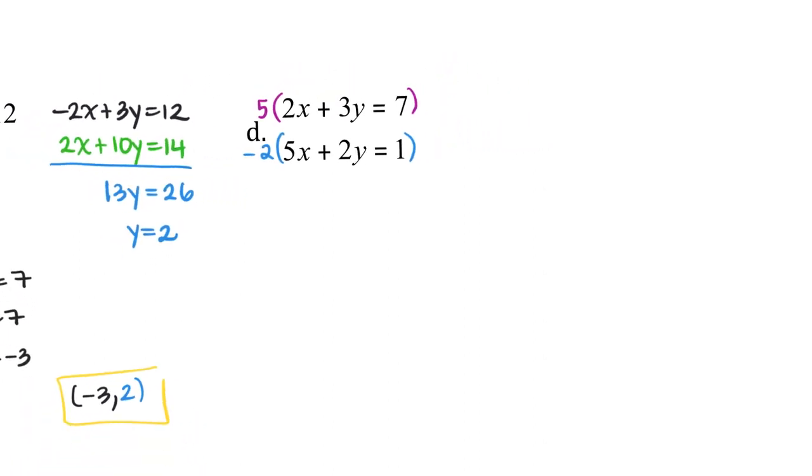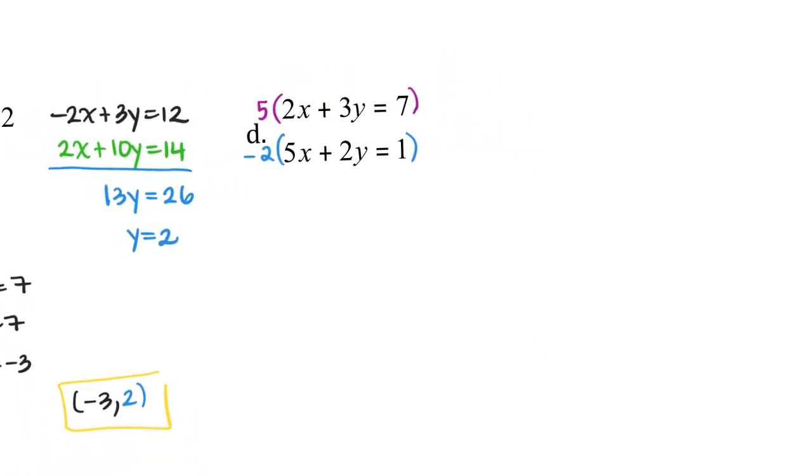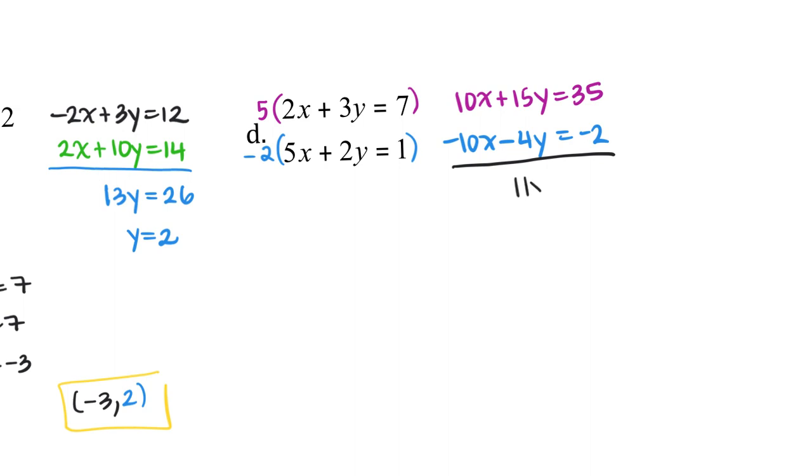Okay, let's distribute this and see if something cancels. So for the top equation, 5 times 2, 10x, 5 times 3, 15y, 5 times 7, 35. Now at the bottom, negative 2 times 5, negative 10x, negative 4y, negative 2. Okay, now I'm going to try to cancel. If I did it correctly, something will cancel. If I've made a mistake, it won't, and I'll go back and find it. 10x minus 10x is 0, gone. 15 minus 4y is 11y. 35 minus 2 is 33. Okay, if I divide by 11, y is 3.